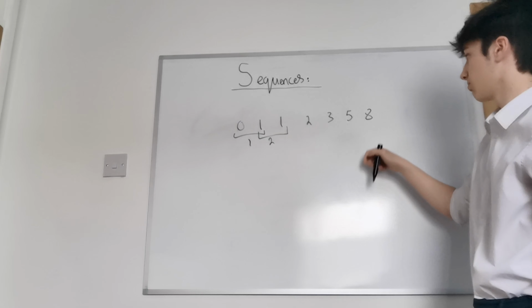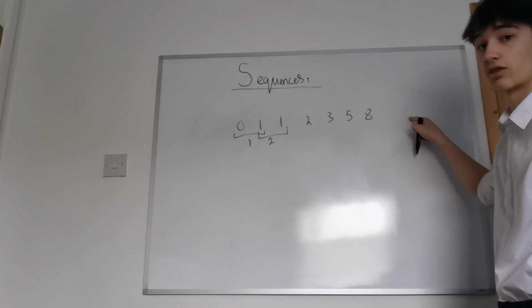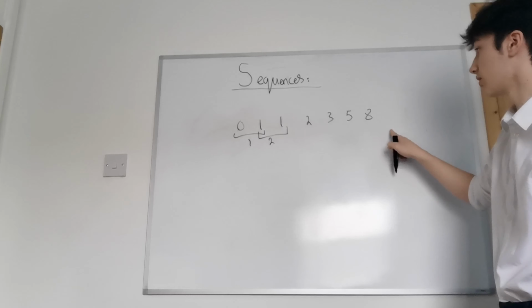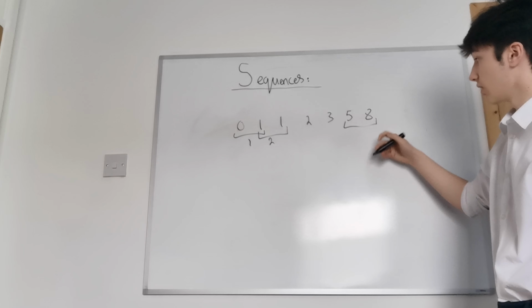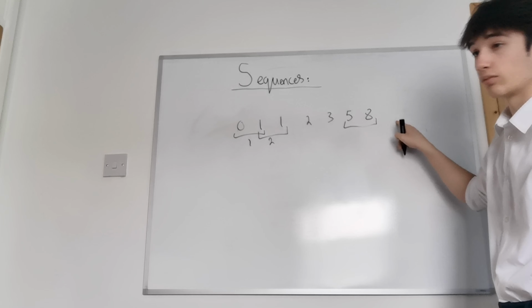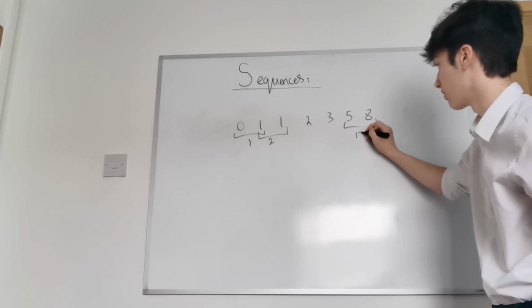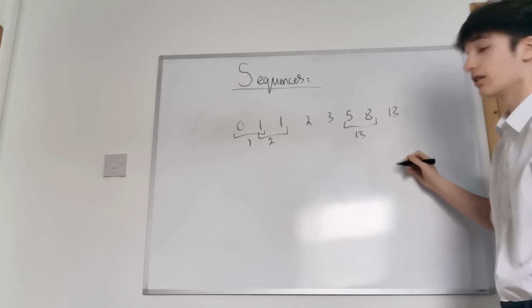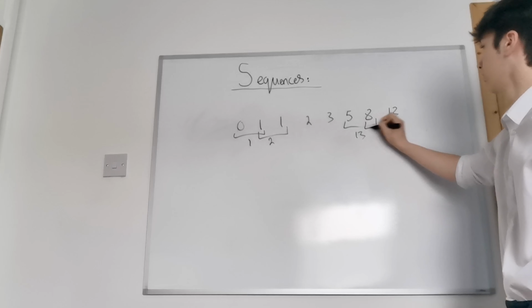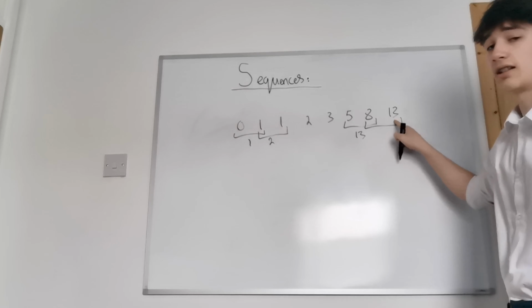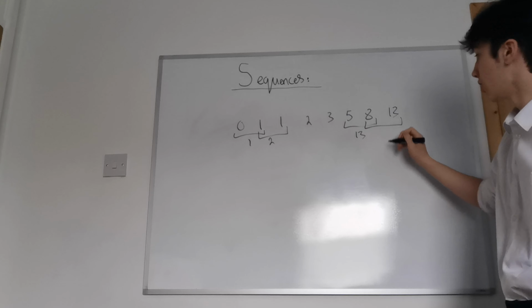So I'm just going to go through finding some more numbers in this sequence. So to find the number after 8, we just do 5 plus 8, which is 13. It's 13. Now just do it once more. Find the number after 13, do 8 plus 13, which is 21.